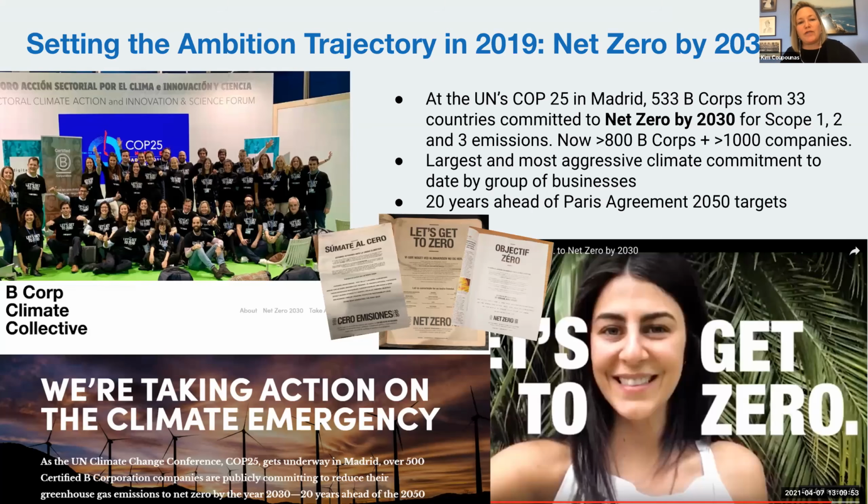Next slide. And part of those announcements, which when we share the deck afterwards you can see all of these links, part of that announcement at COP25 was we announced 533 B Corps from 33 countries had committed to net zero by 2030 for scope 1, 2, and 3 emissions. There are now over 800 B Corps committed to net zero by 2030. It was then and is still the largest and most aggressive climate commitment to date by any group of businesses, and it's 20 years ahead of the Paris Agreement 2050 targets.